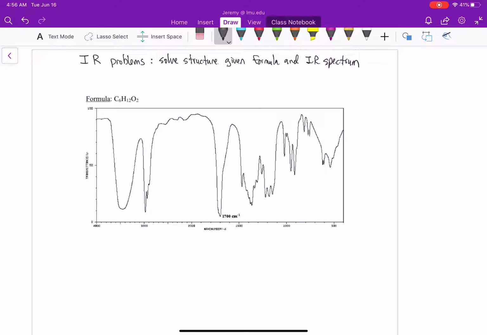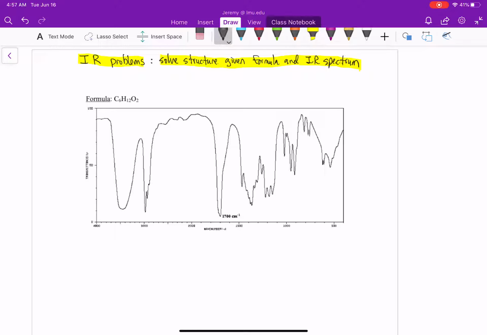All right, so what I want to do now is work through a few IR problems, okay? We're going to work on 3 problems here where we try to solve the structure of an organic molecule when we're given the formula and the IR spectrum. In some of these examples, there are multiple structures that would be valid and correct, so we're just going to see if we can come up with a structure that makes sense.